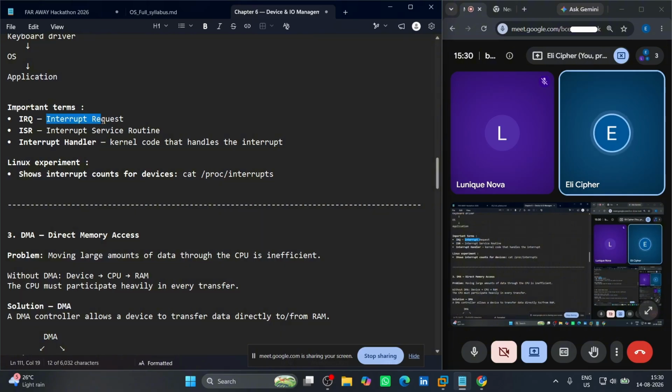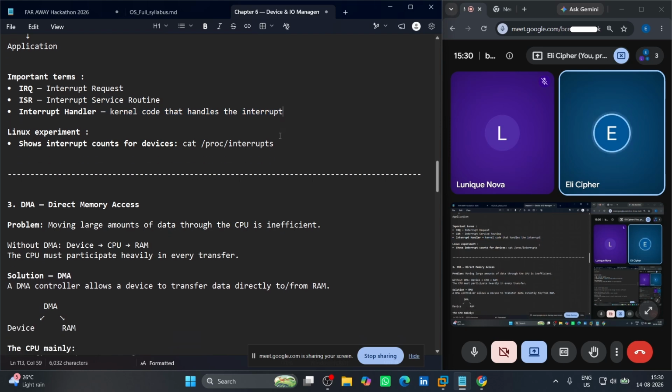IRQ refers to interrupt request and ISR refers to interrupt service routine. Interrupt handler means the kernel code that handles the interrupt. The generation means the code or the program which is responsible for the generation and the whole working of the interrupts, right? It is controlled by the interrupt handler.